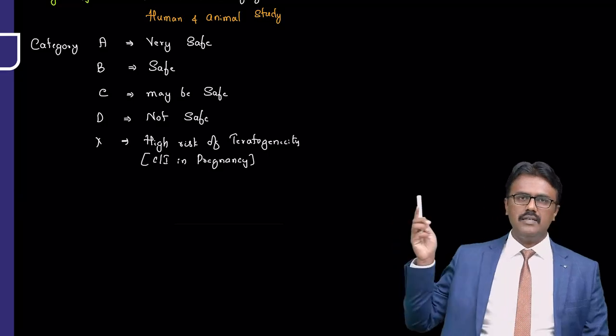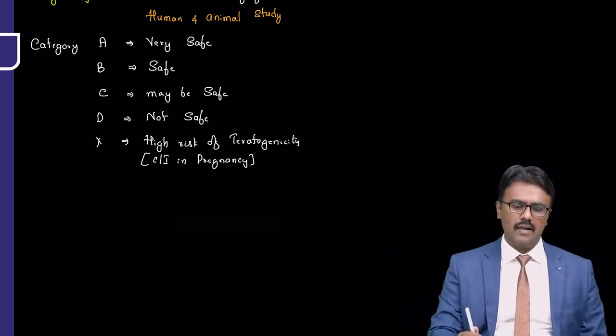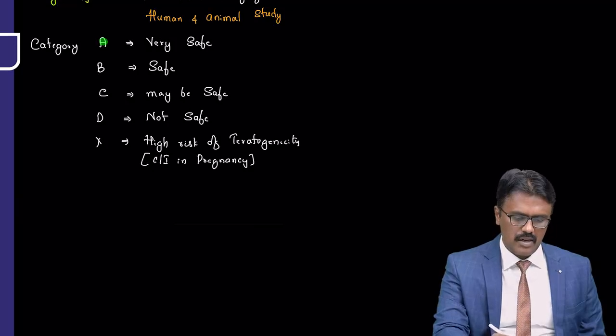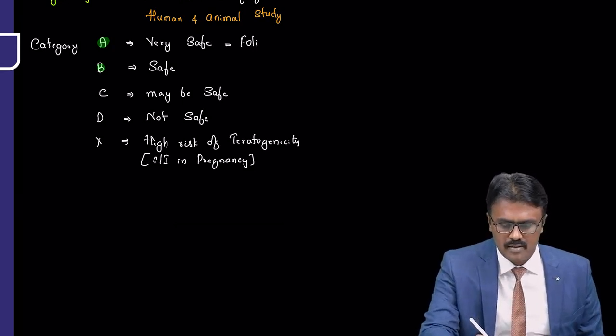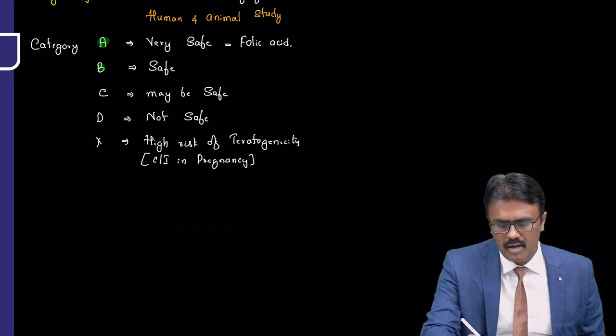So if you see the categorization A, B, C, D, X, the safer ones are A, then B. Example I will give of very safe drugs: folic acid, levothyroxine.